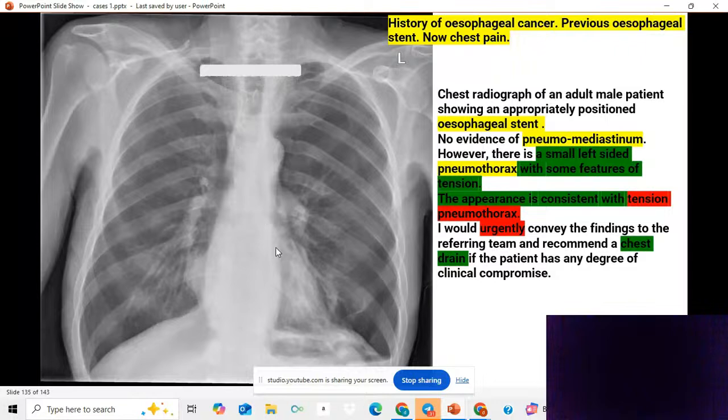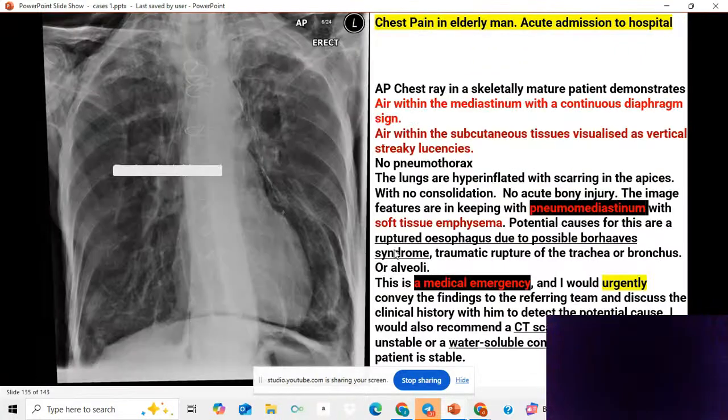So in this case, esophageal pathology, evidence of an esophageal stent, means you need to look for evidence of pneumomediastinum or pneumothorax. If you see tension pneumothorax, it is an emergency. You need to urgently refer the patient to a respiratory specialist for a possible chest drain insertion for this pneumothorax.